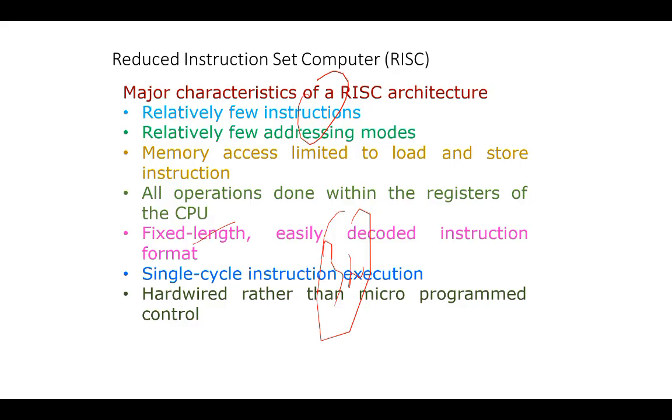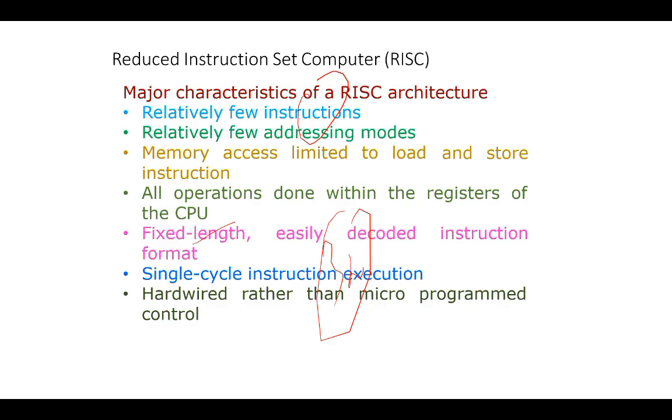Next is the single cycle instruction. As I mentioned, this means one clock cycle. Most RISC instructions are completed within one clock signal. Simple instructions require less processing time, which efficiently improves the processor speed.